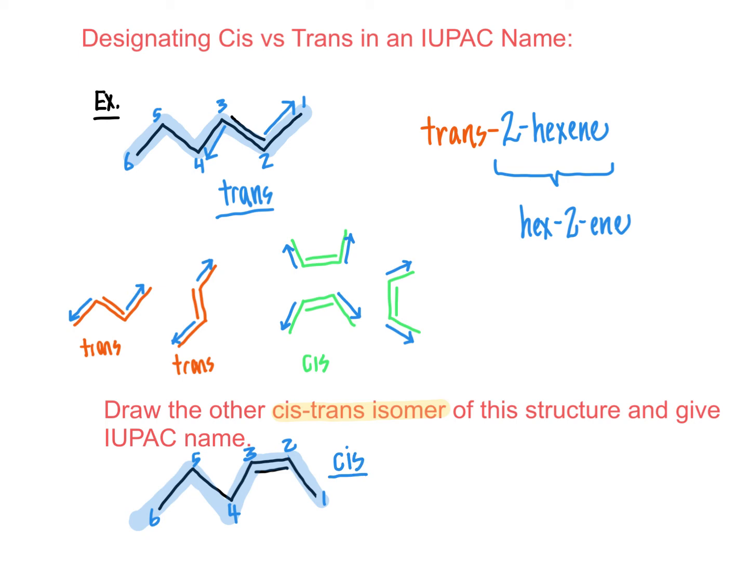Giving the IUPAC name of that, one quick way to recognize cis-trans isomers is that the name will be identical with the exception of the designation of cis versus trans. So we can simply copy the name that we came up with before, which was trans-2-hexene, and just change that trans to cis, leaving everything else untouched. So it's going to be cis-2-hexene as the complete name for this isomer of trans-2-hexene.